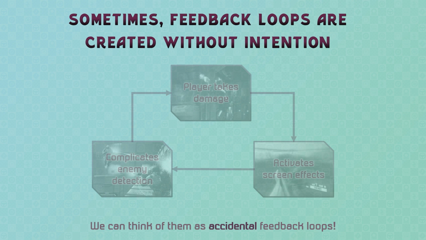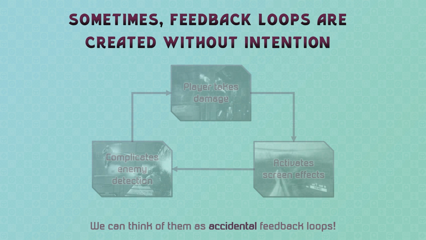And it's very important that we identify them in the games that we create ourselves. For example, if we notice in our game during playtesting that fights become too difficult once the player takes the first hit because of those screen effects, we could quickly turn this positive feedback loop into a negative feedback loop.